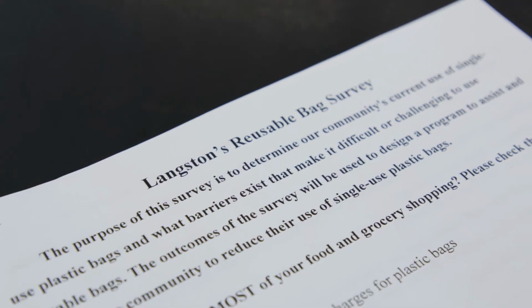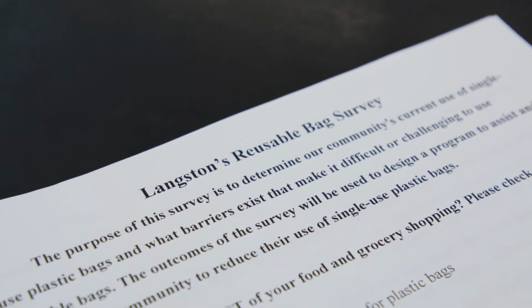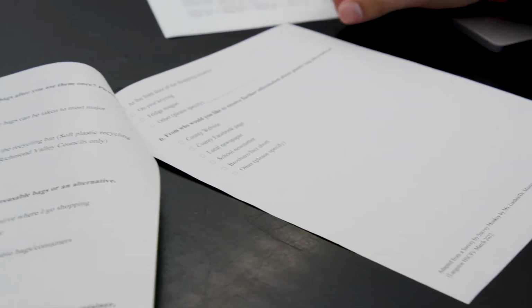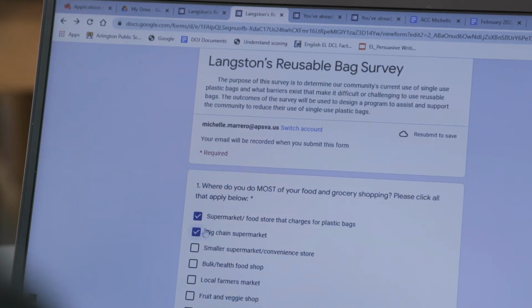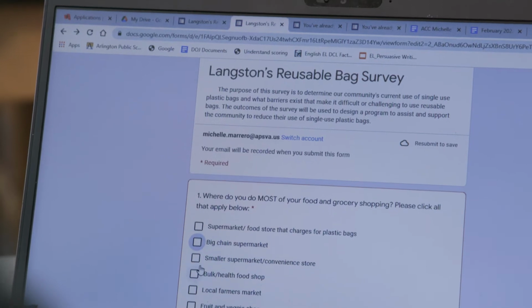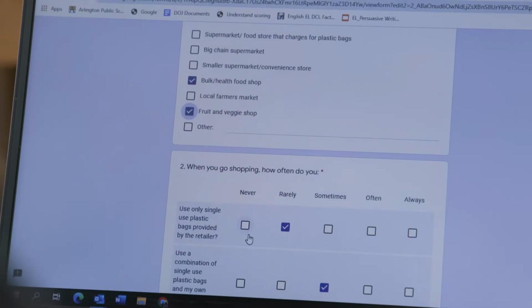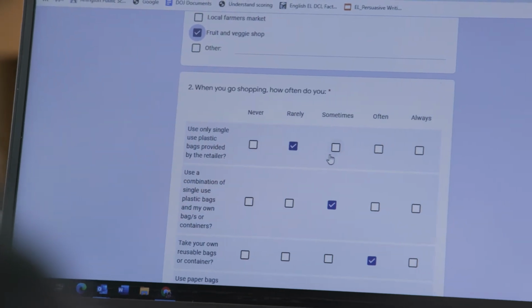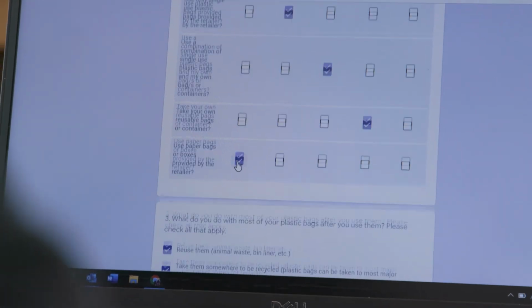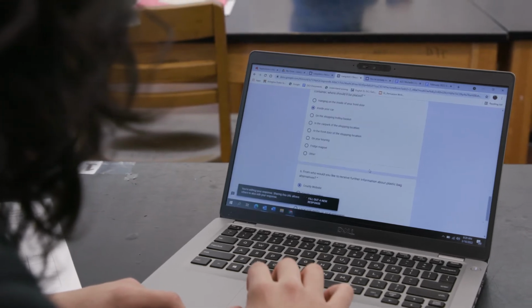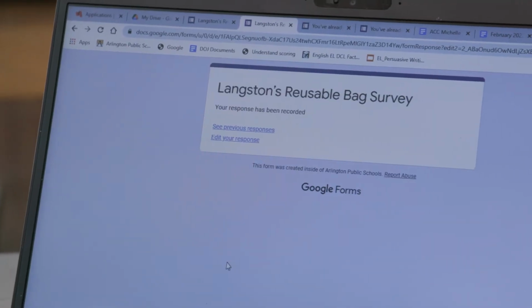The next part of the process was to develop a survey. They wanted the survey to be short and simple because they said that's what people want. The purpose of this survey is to determine our community's current use of single-use plastic bags and what barriers exist that make it difficult or challenging to use reusable bags. The outcome of the survey will be used to design a program to assist and support the community to reduce their use of single-use plastic bags.